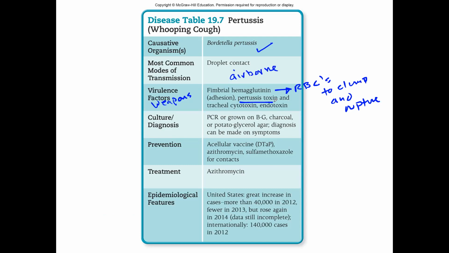Pertussis toxin, and then endotoxin, right? And there's a cytotoxin as well, okay? All of which are going to be damaging to the tissues that they come into contact with. So what's the treatment? The antibiotic. Okay. And then prevention, there is a vaccine.